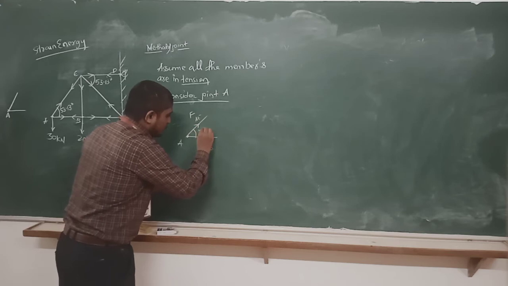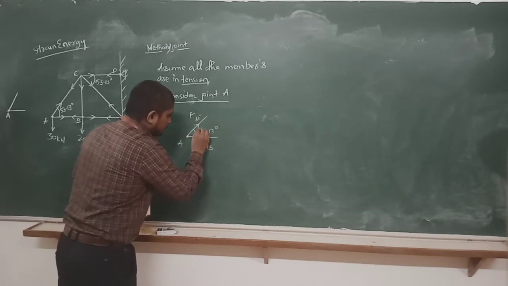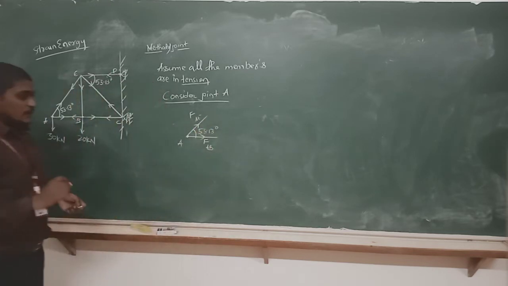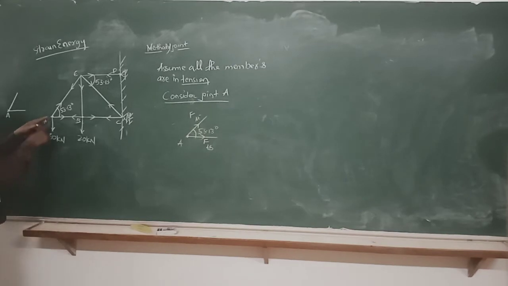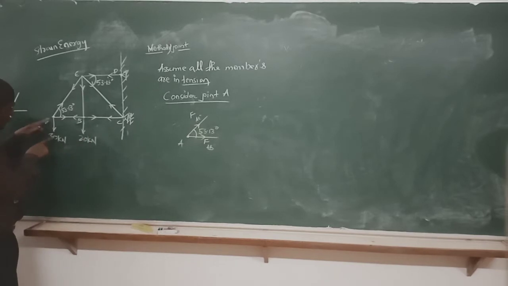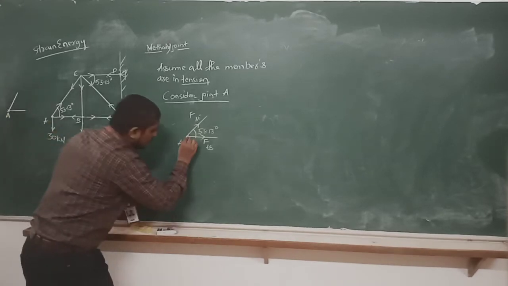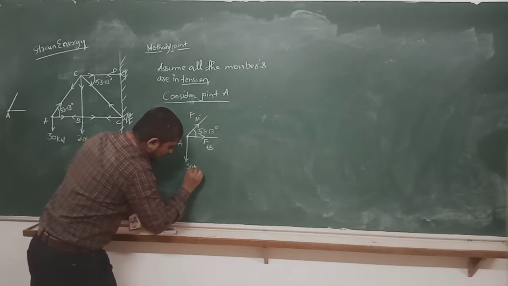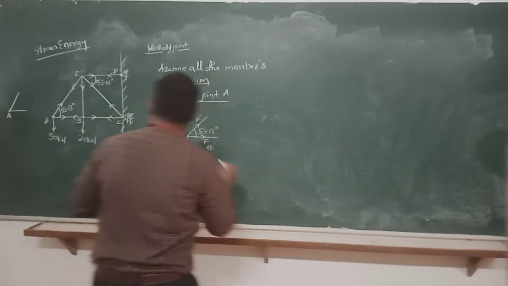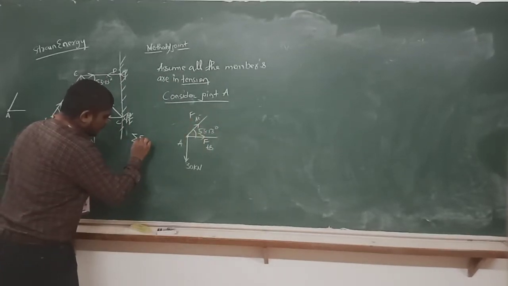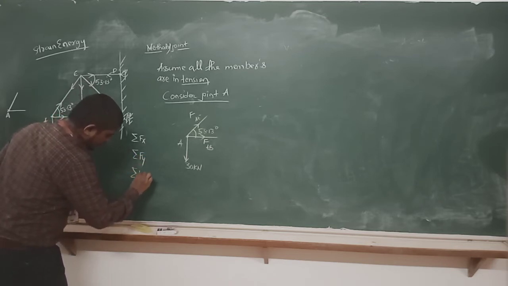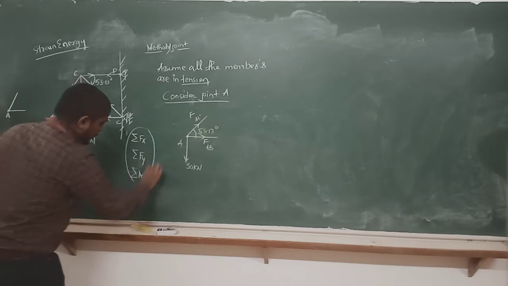How much is the angle? 53.13 degrees. One more force is acting. This is the original actual loading we are taking on the structure. One more load is acting at point A. How many equations of equilibrium are there? Always keep writing this; always means you will not go wrong. Fy and Fx. Three equations of equilibrium are there.